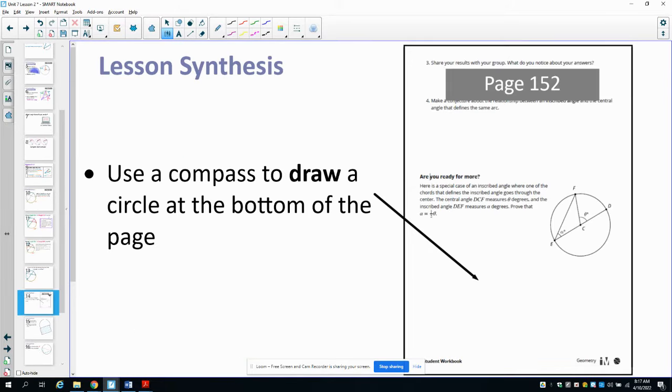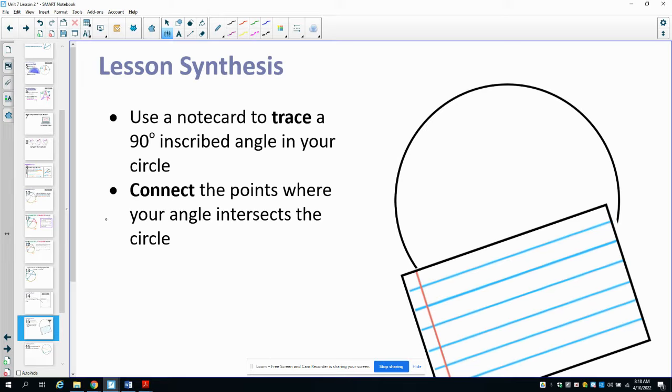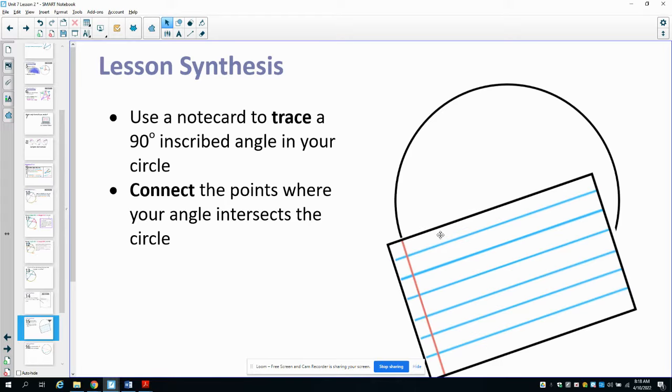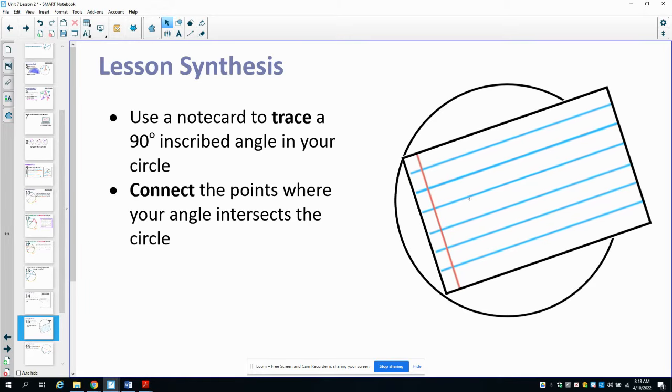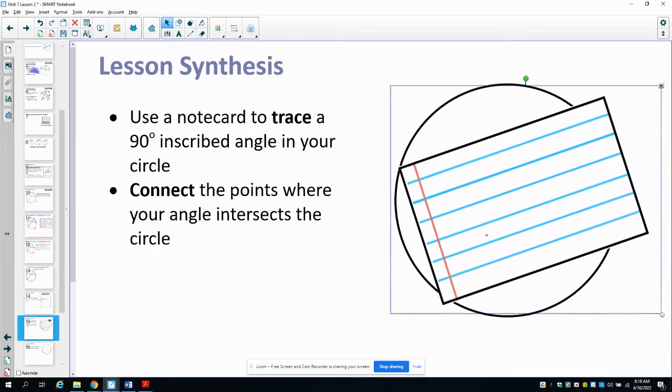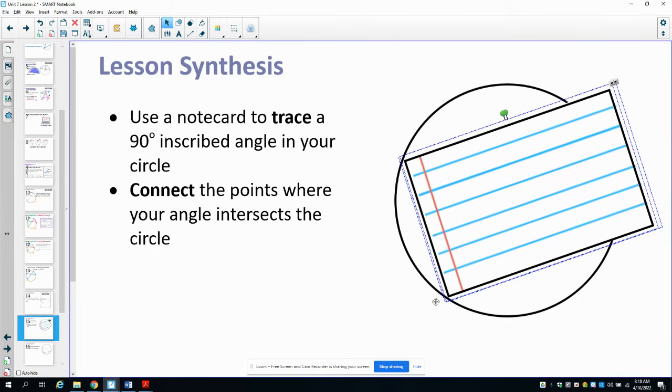All right, then on the bottom of page 152, so turn back a page, you have this space down here. Draw yourself a circle. So take a compass and draw yourself a circle at the bottom of the page. And then you'll need a note card or the corner of a notebook or a piece of paper. Take your note card or whatever you have that's a 90-degree angle and set it on the edge of your circle, so that you can trace it.